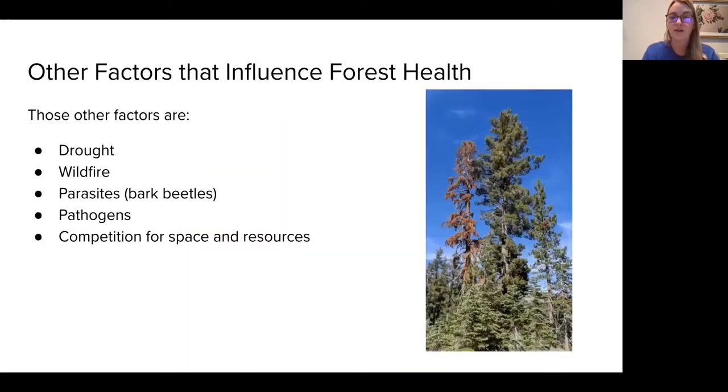The issue comes from the fact that there are a variety of stressors that our trees in Tahoe have to deal with. It's not just bark beetles, it's also drought, wildfire, other types of parasites, which bark beetles are considered a type of parasite, fungal pathogens, and things like competition for space and resources from other trees in the forest. Like I just said, we still have a forest out there. Our trees are good at dealing with stressful situations. It's just when you get a variety of these stressors that can cause tree mortality.